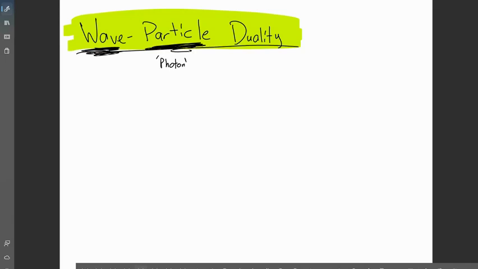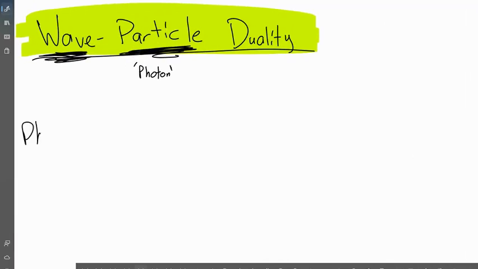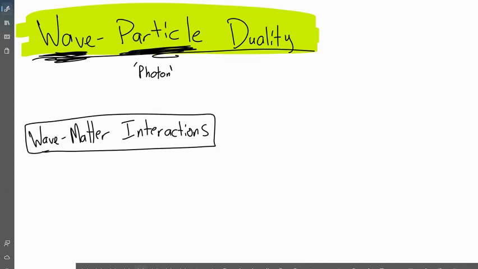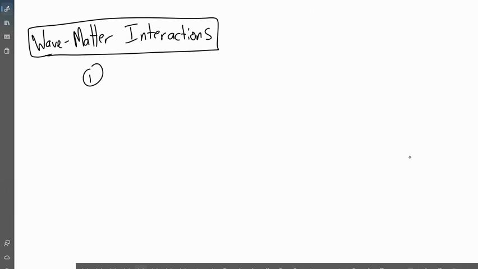Let's take a look at when things are photons, when they're a wave, versus when things are matter, and how those interact. I'll call this wave matter interactions. There are a couple of things that can happen from this, and by a couple, I mean three. Wave matter interactions: 1, 2, 3.